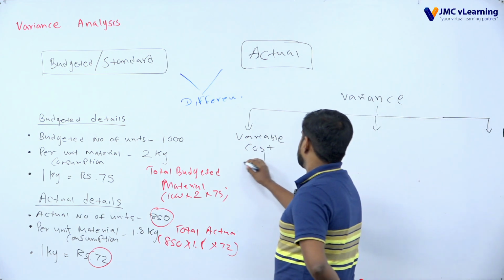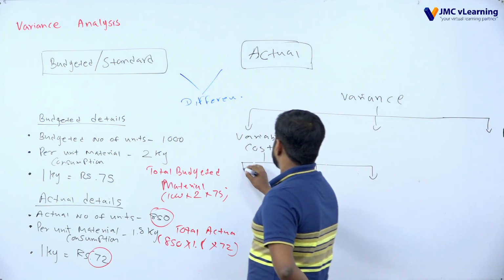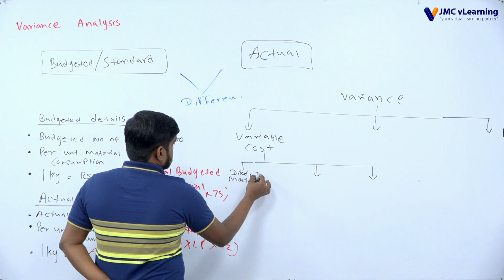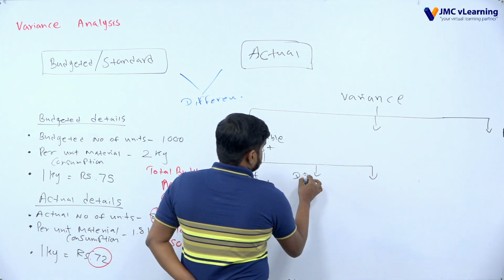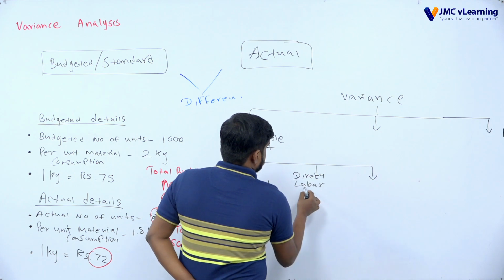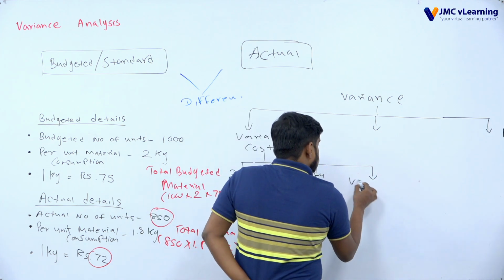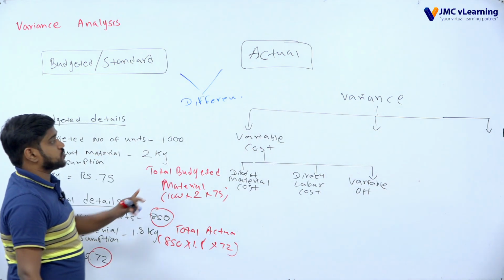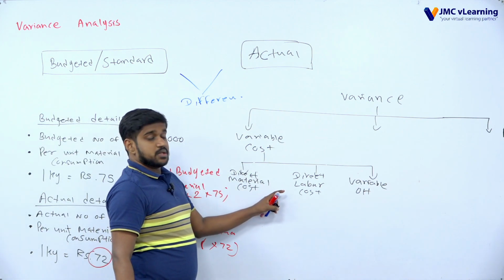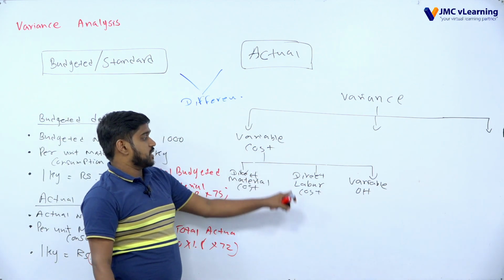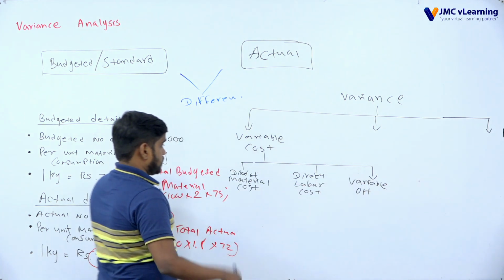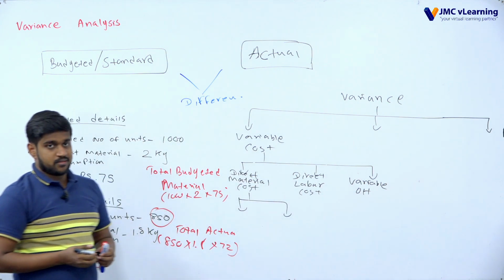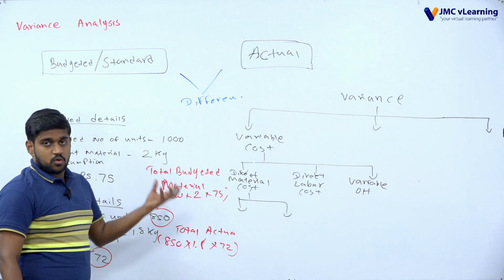Under the variable cost we have another three types of variance: direct material cost variance, direct labor cost variance, and variable overhead variance. Under these, that means under the direct material cost, again we have two sub variances, as I mentioned. As per this example, our total variance is that much.